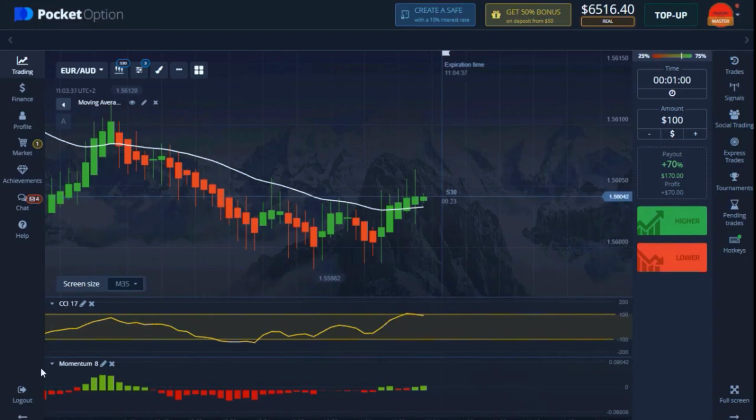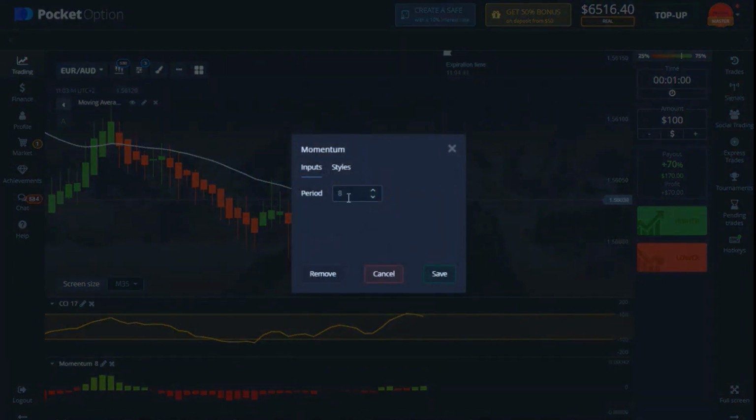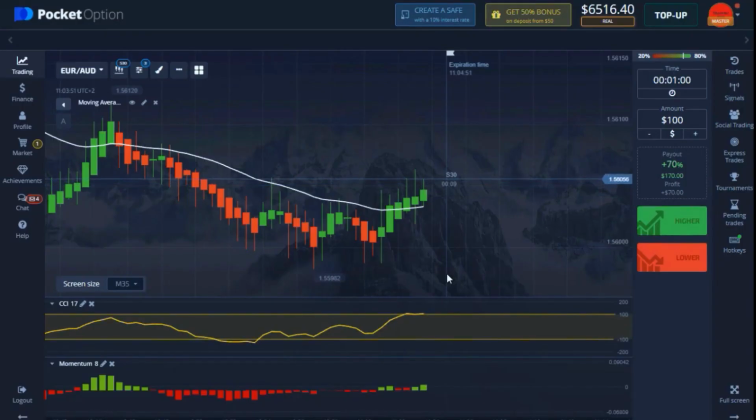The last indicator we're using is momentum with a period of 8. I think that's the only thing you have to change, so just leave the rest as it is, change the period to 8, and when you're done, you hit save. That's pretty much all we're doing.